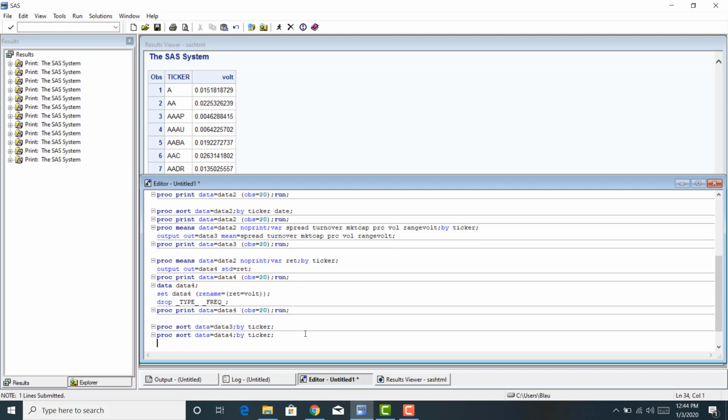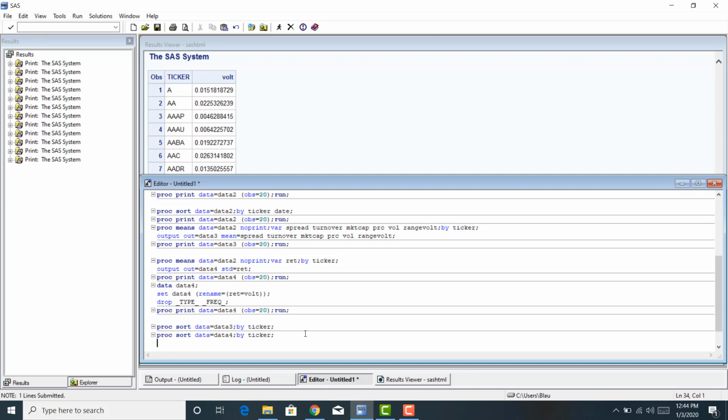Okay, I already know that these two data sets are already sorted by ticker, but I'm going to do this anyway just so those following along understand. So I have to sort the data. I use the SAS procedure PROC SORT to do so. I have to sort the data by the variable that I'm going to merge upon.